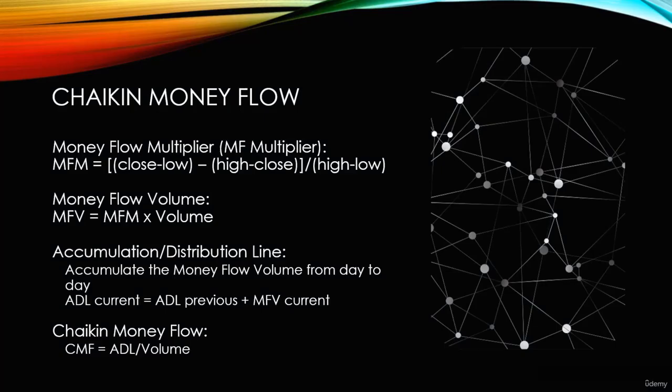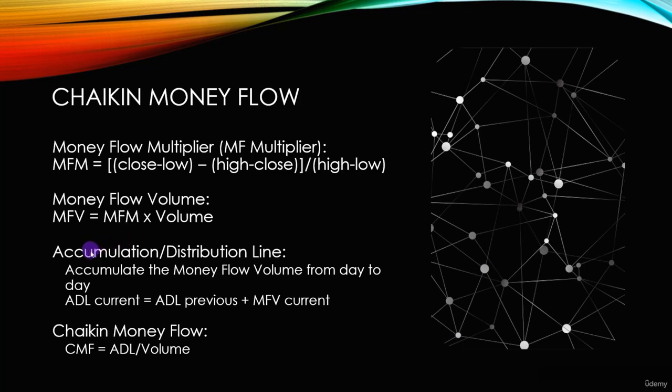The Chaikin Money Flow, or the CMF, combines price and volume data to assess buying and selling pressure. We'll explain its calculation, interpretation, and how it can help spot trends and reversals. So how to compute the CMF? First, we compute the money flow multiplier, which is given by this formula: close minus low minus high minus close, etc. Then the money flow volume is equal to the MFM that we just computed times the volume. So we're including the volume in the formula here.